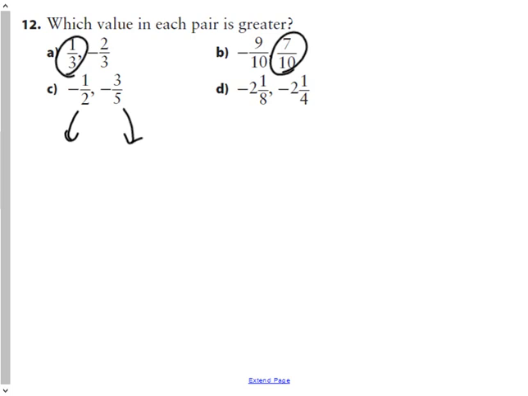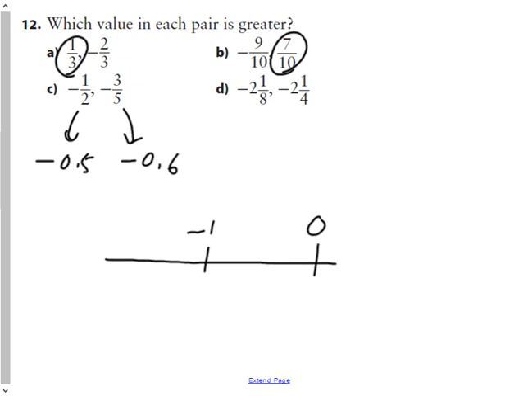The simplest way to do it is convert them both to decimals, and then if you need to, look on a number line to see which ones they are. So right in the middle would be negative 1/2, and negative 0.6, which is negative 3/5, would be there. The closer it is to 0, the larger it is. So therefore, negative 1/2 is larger than negative 3/5.